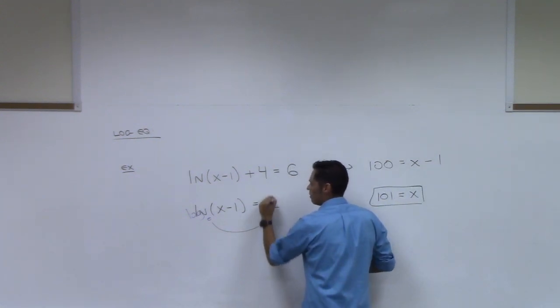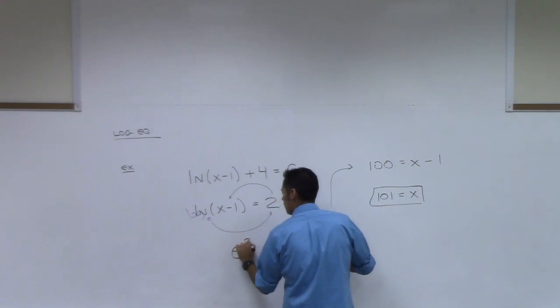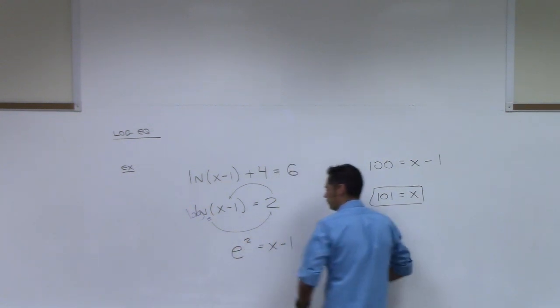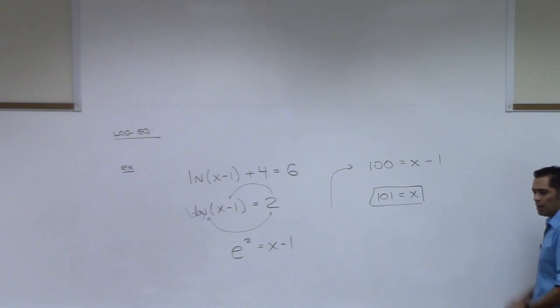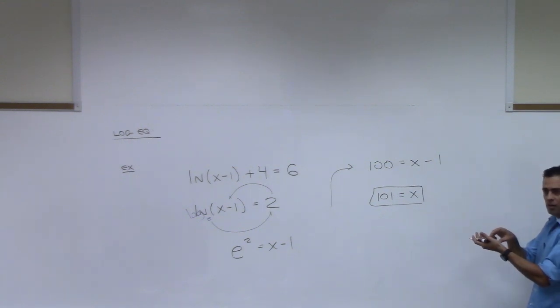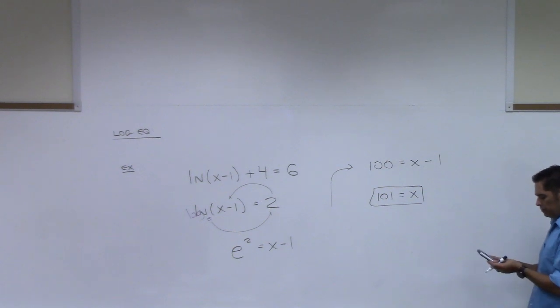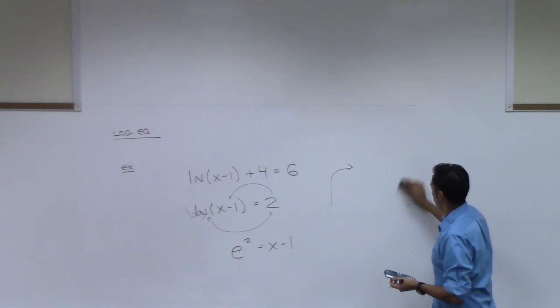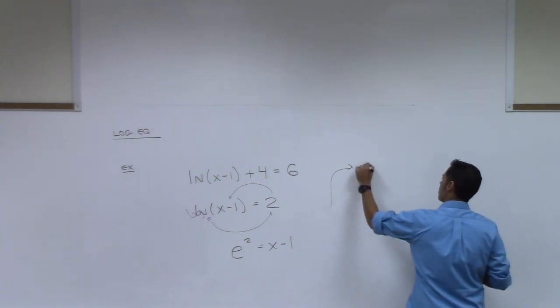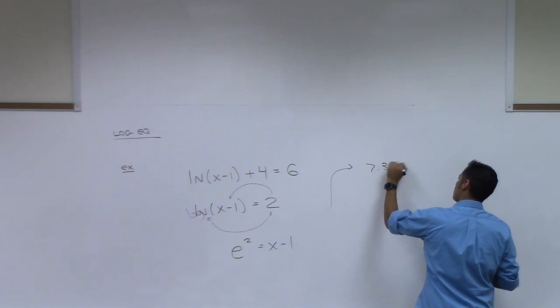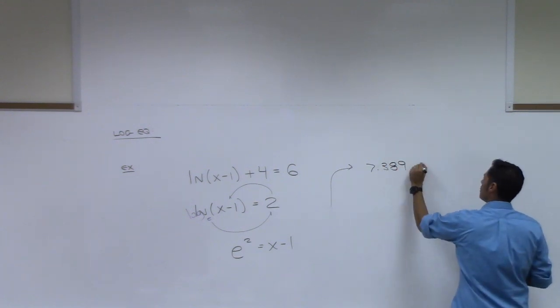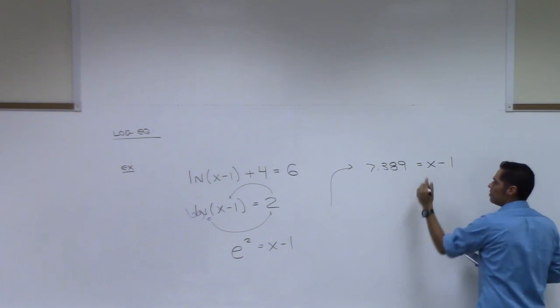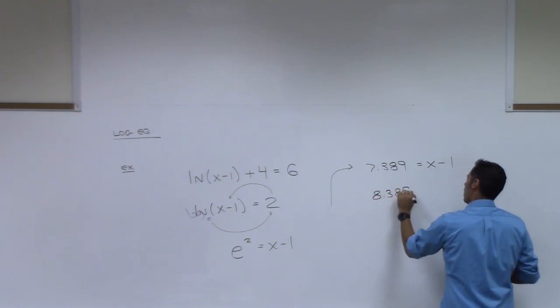So this becomes e squared equals x minus 1. And e squared, you get on your calculator, right? You have that key on your calculator. So I'm getting 7.389 or something like that. I'll go 3 decimal places again. Equals x minus 1. Add 1 to both sides. And we're done.